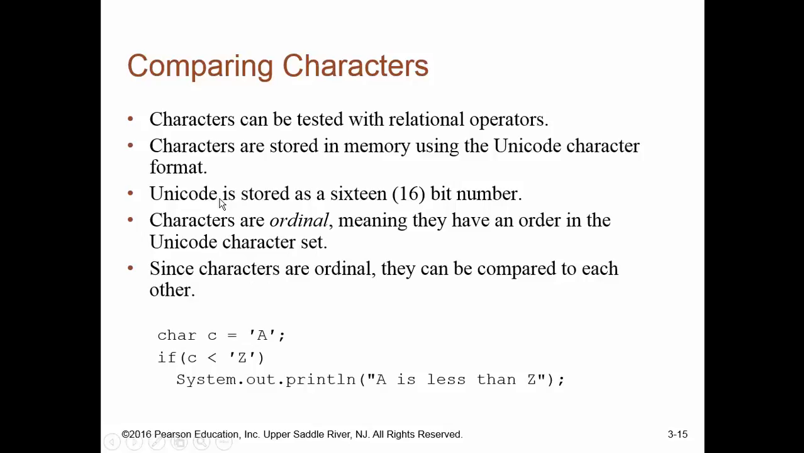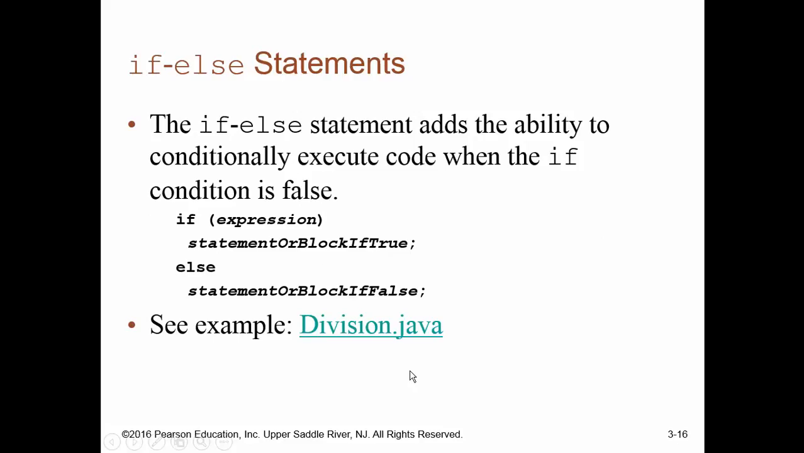Okay, if you decide that you want to compare characters, single characters, as it says, characters can be tested using the relational operators. Characters are ordinal, so there is some order to them in the Unicode character set. All right. So in this case, A is less than Z, so it would print out A is less than Z.